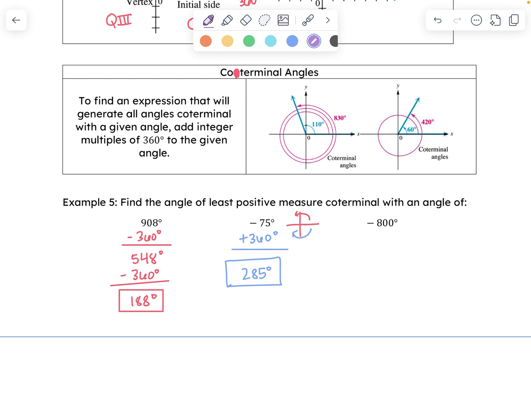And the same thing for this negative 800 over here. I'm just going to keep adding 360 until I get to something that's between 0 and 360. So when I add 360 the first time, that gets me to negative 440. Still negative, so I'm going to add 360 again. That gets me to negative 80. Still negative, so I'm going to add 360 again. And that gets me to 280, which is a positive angle in between 0 and 360. So that would be the coterminal angle that I want to use.